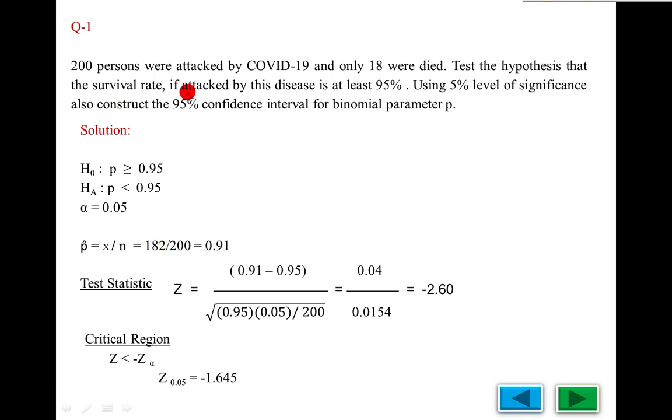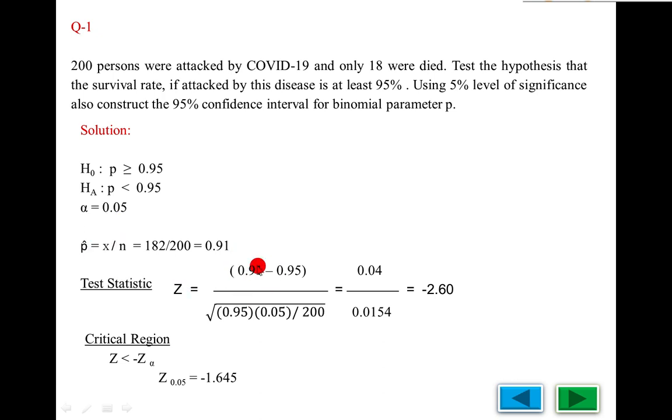Test the hypothesis that the survival rate if attacked by the disease is at least, meaning greater than or equal to, 95%. The statement to test represents the null hypothesis. I have explained many times that at least means greater than or equal to, which you have used in probability. 95% means 0.95. The alternate is not given, so it is the opposite of the null hypothesis, which will be less than. Alpha is given as 5% level of significance.